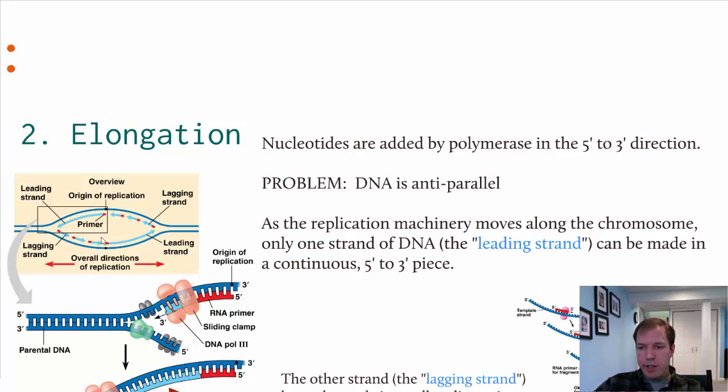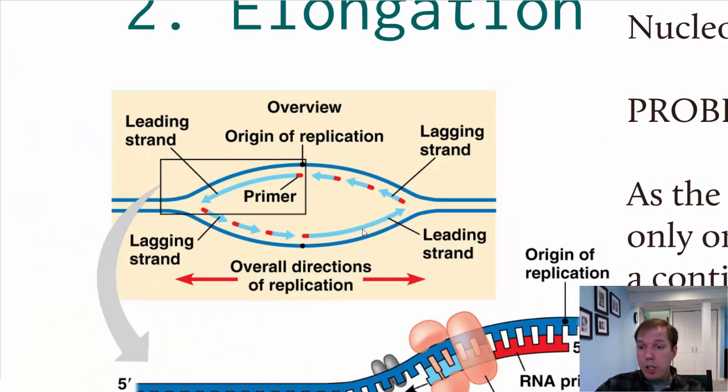So if you look at this bubble here, the replication machinery moves along the chromosome. One strand of DNA can be made in a continuous 5' to 3' piece. That's called the leading strand. In our image here, you can see that the dark blue represents the template strand. So this oval overall is called the replication bubble. The origin of replication is present here in the middle of that bubble. So from the middle is where the process of polymerization of a new strand is going to occur by polymerase.